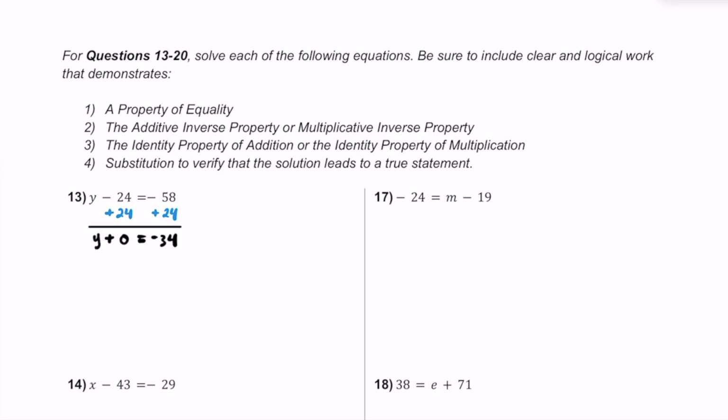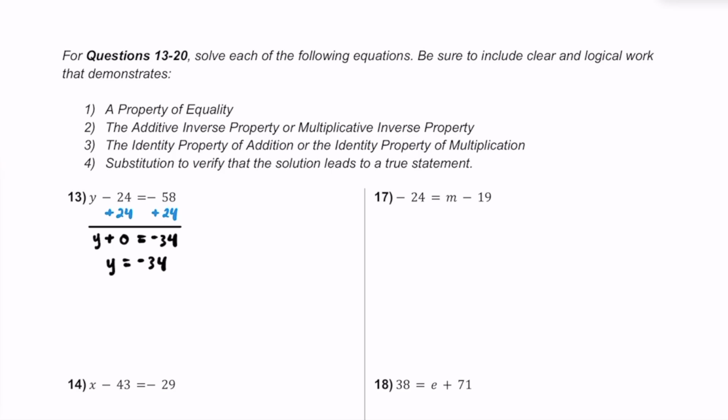Okay, so we just went ahead and used a property of equality. Then it says use either the additive inverse property or the multiplicative inverse property. I think we already just used the additive inverse property here, right? Because these are opposites and we got 0. So that's cool too. Then let's go ahead and use an identity property. Well, we are adding here, so the identity property of addition makes sense. So it's going to be y is equal to negative 34.